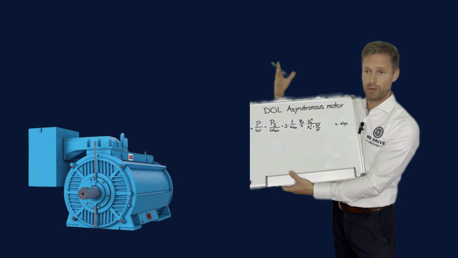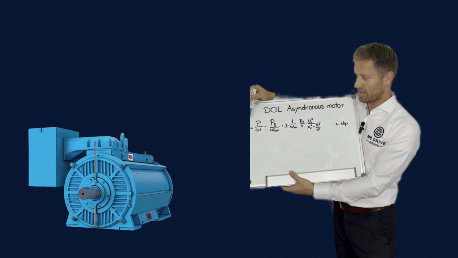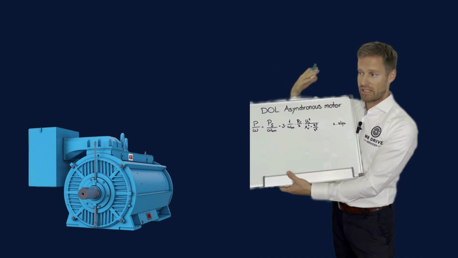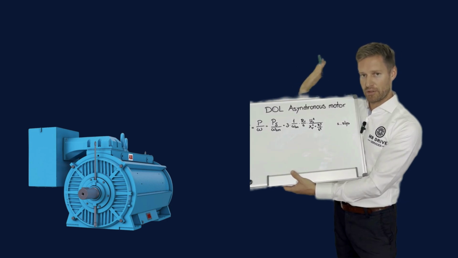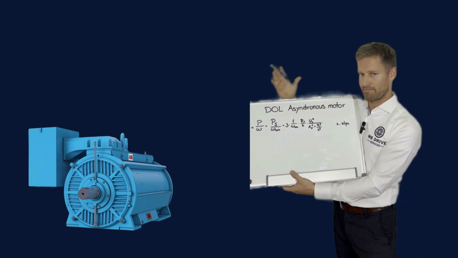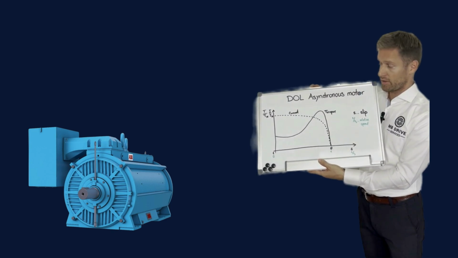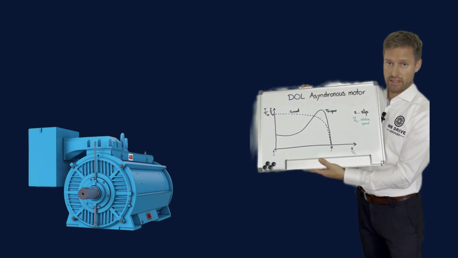So I would like to give his message further and explain the torque characteristic as a function of speed, respectively as a function of slip, in a simple way, without heavy mathematics, and really focusing on your own understanding of it. This is the well-known characteristic of a DOL asynchronous motor. DOL stands for direct online.